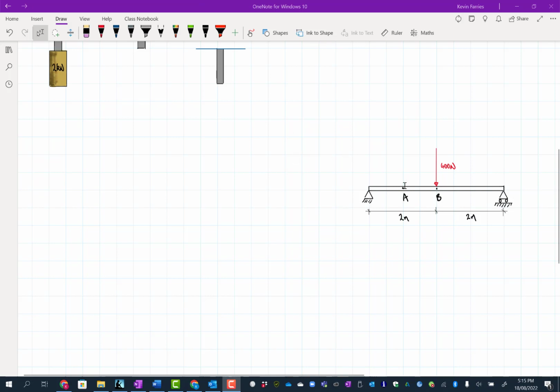For this beam, we've been asked to find the internal forces at A and B. Now, the first thing we need to do here is find the reaction forces. So I'm just going to do that first, and then I'll be straight back.